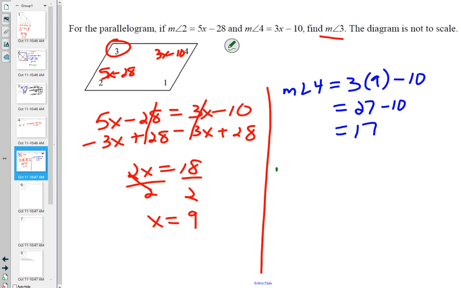So the measure of angle 3 is equal to 180 minus the 17. Supplementary, so 163.